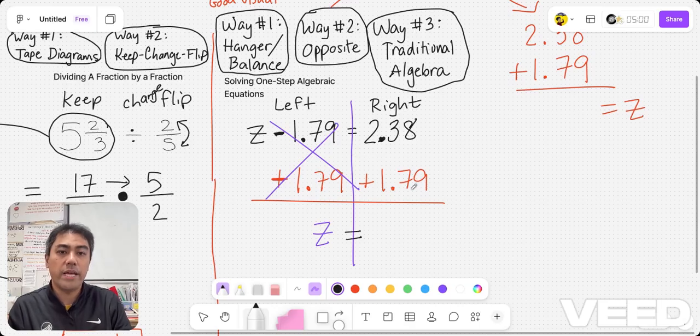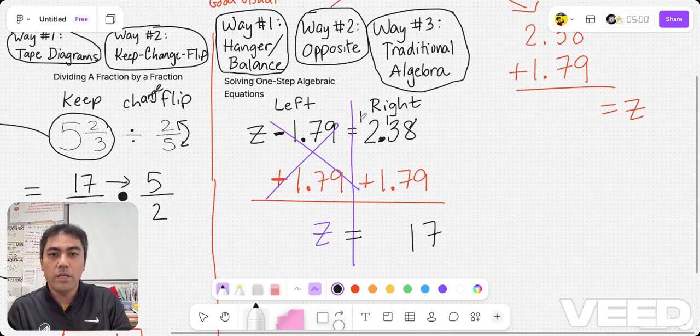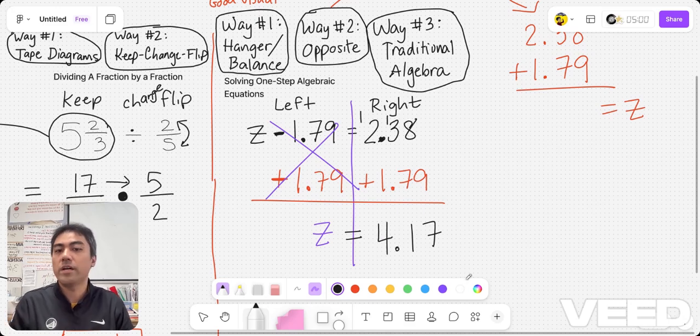And then you just go ahead and add this up. 8 plus 9, 17, carry 1. 1 plus 3, 4. 4 plus 7 is 11. 1 and 2 make 3. 3 and 1 make 4. And that is your final answer. Z equals 4.17.